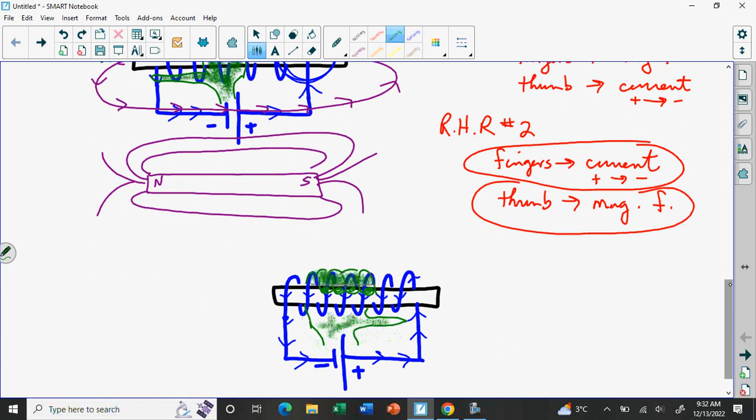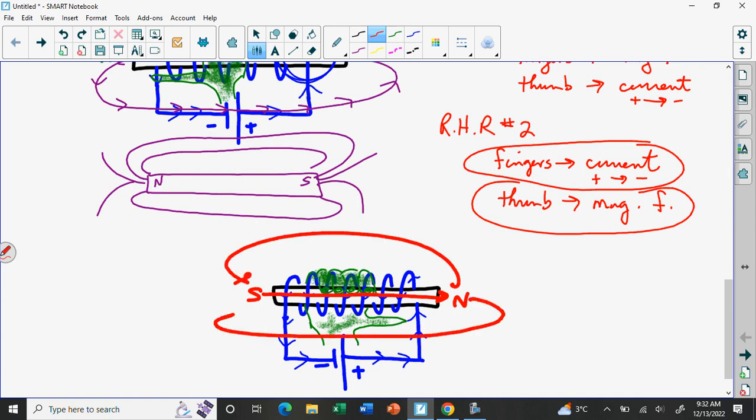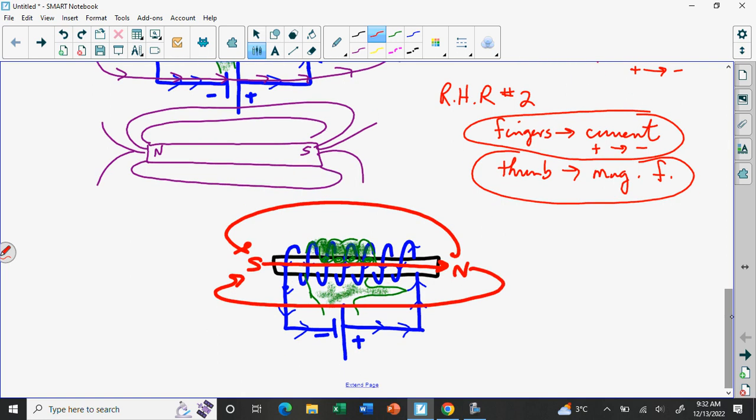And you notice when you do that, your thumb points the other way, which means that for this coil, we can determine that the magnetic field would have a north pole here and a south pole here. And now the magnetic field would flow this way in the direction of the thumb inside the coil. And then it would loop around, just like before, and it would form the same magnetic field as the bar magnet.